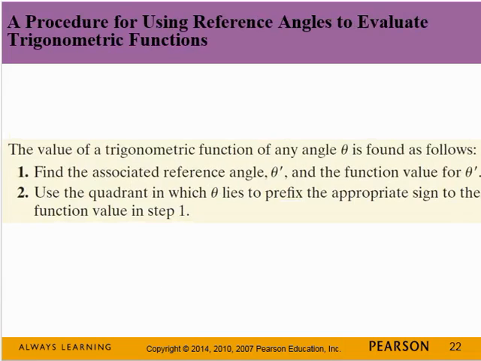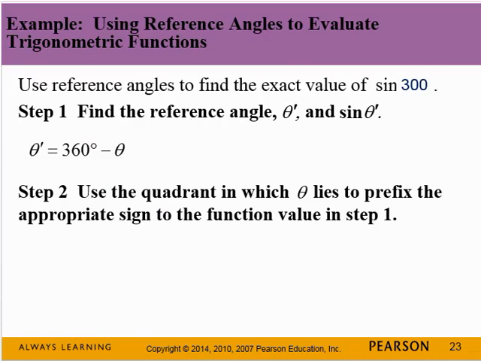There are a couple steps. Step 1 is find the associated reference angle. So the first thing you want to do is find the reference angle and the function value for your reference angle. Step 2: use the quadrant in which theta lies to prefix the appropriate sign for step 1. So you're going to find the reference angle, then figure out which quadrant it is in, and then change your sign if need be.